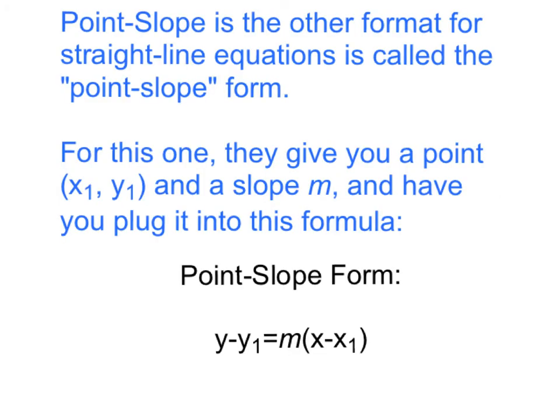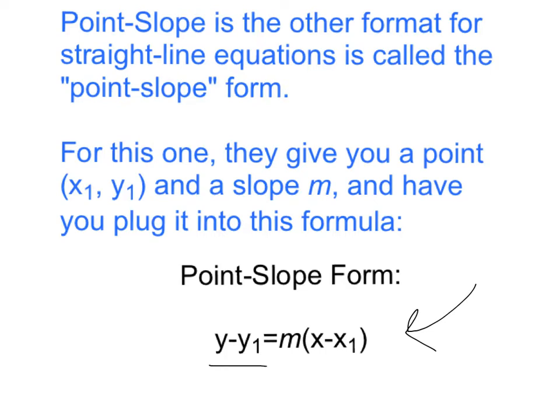All right, point slope, like I said, is the other format for straight line equations, and it's just called point slope form. For this one, they're going to give you an x1, y1, and a slope of m, and have you plug it into this formula, and you'll see right here. It is y minus y1 equals m times x minus x1.